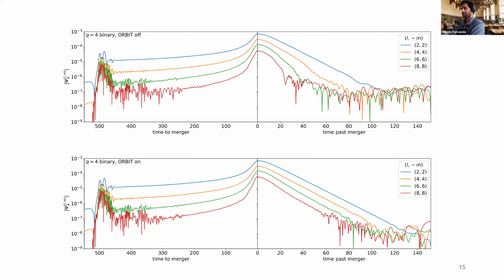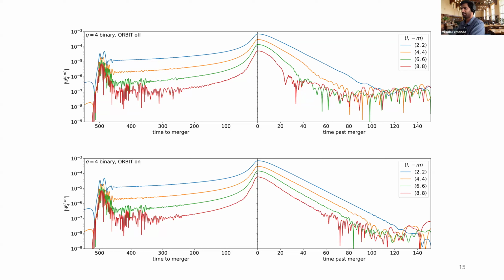So all these are improvements to our refinement criteria, and it takes time to figure this out because the NR simulations are costly. Tweaking this refinement criteria took us some time. But with this improved refinement criteria, compared to these runs, which were done in 2022 and are referred to as the 22 version of the refinement criteria.